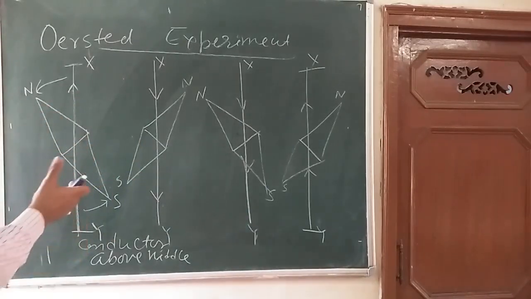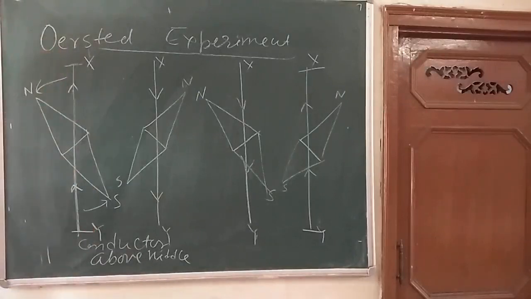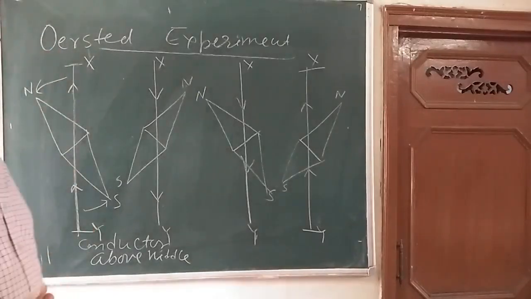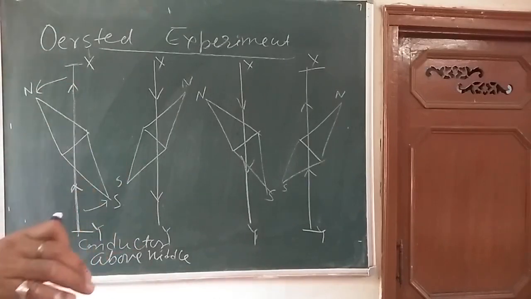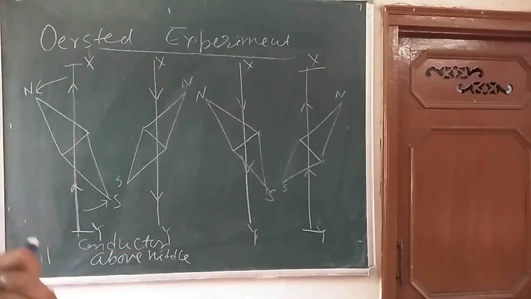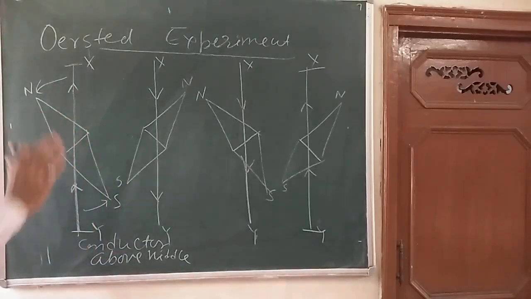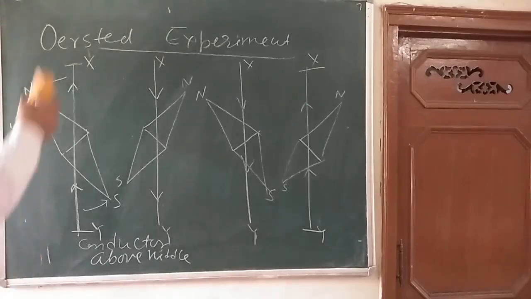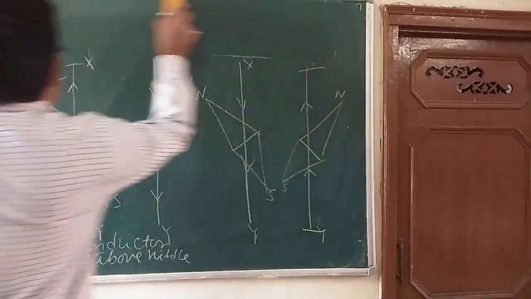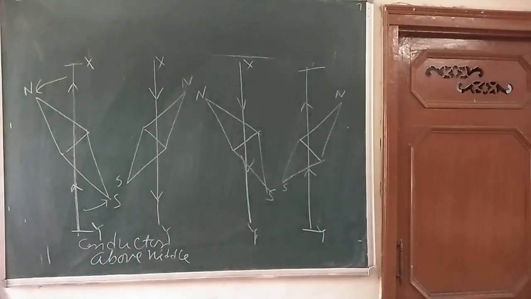as and when the current is passing through the conductor, a magnetic field is produced nearby the conductor, and due to the magnetic field, this magnetic needle gets deflected. Is that clear? So now we can write here the conclusion of our experiment.